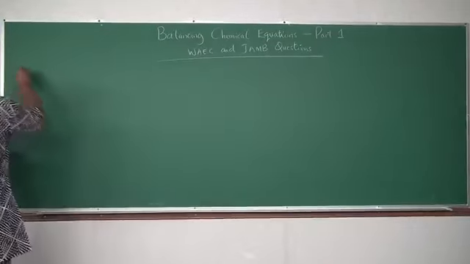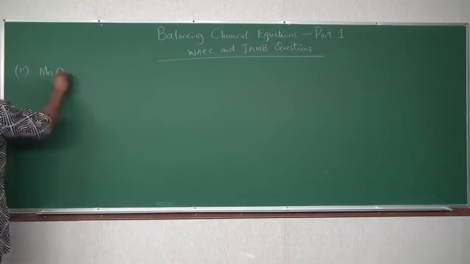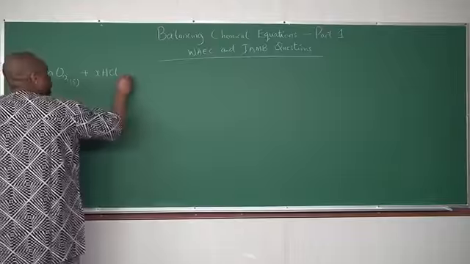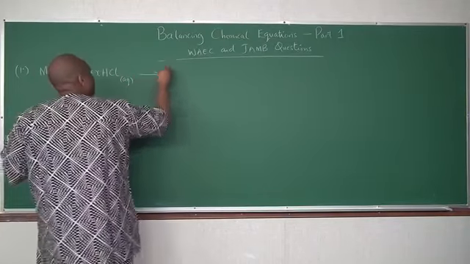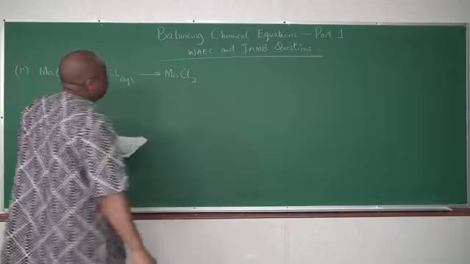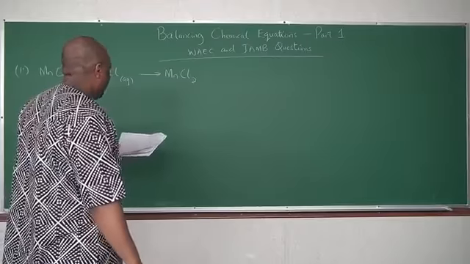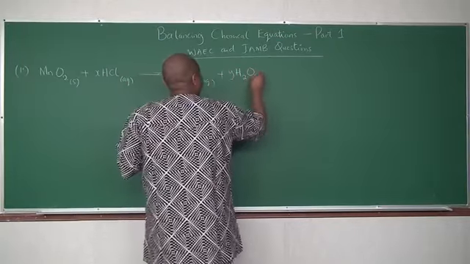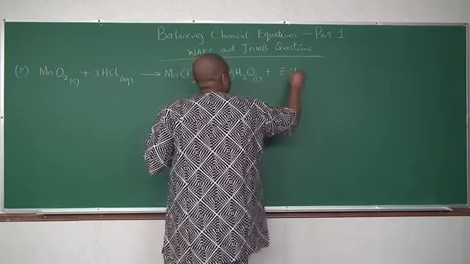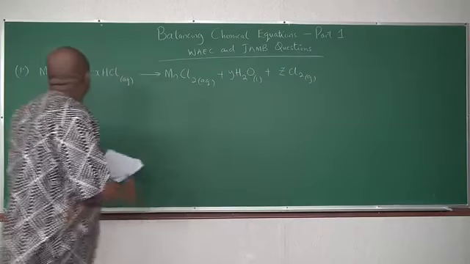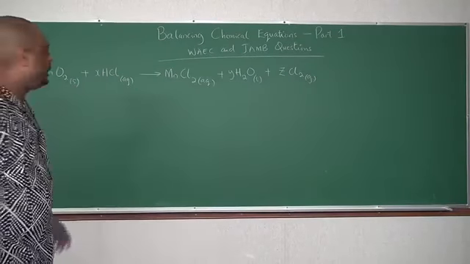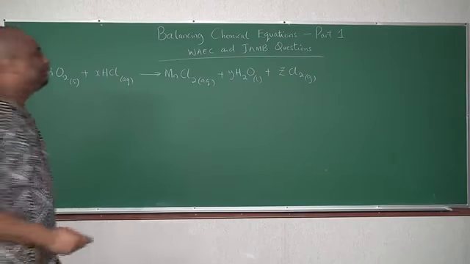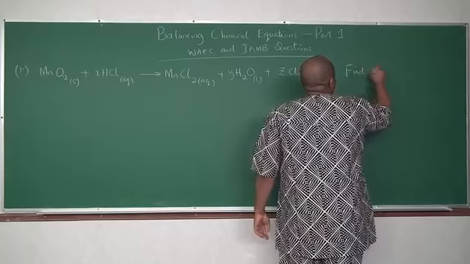We have the first question here. Number one, we have manganese 4 oxide in solid form plus X hydrochloric acid in aqueous form to give manganese 2 chloride in aqueous form plus Y water in liquid form plus Z chlorine gas. This is Jamb 2007. You were asked to find X, Y, and Z.